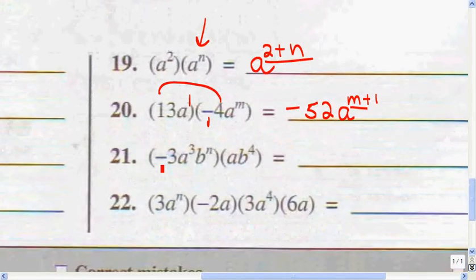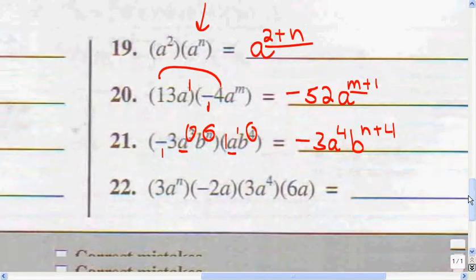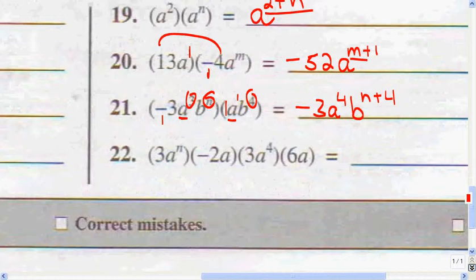Okay. So here we only got 1 negative, so our answer is negative because 1 is an odd number. Then there's a 1 here, so 3 times 1 is 3. And then you do the variables, a and a. Well, there's a 1 here and a 3 here, so that's a to the 4th. And then you got n and 4. So the best you can do is b to the n plus 4. Okay? Because you don't know what n is, so you can't add it to 4.